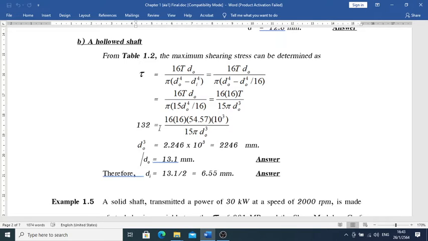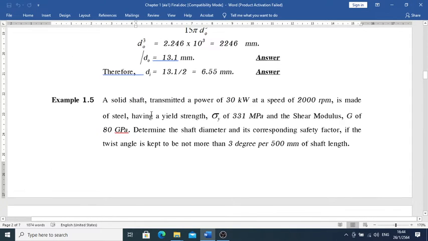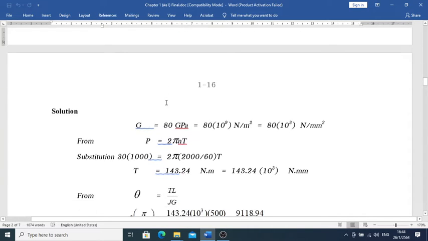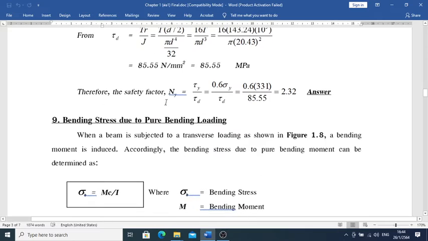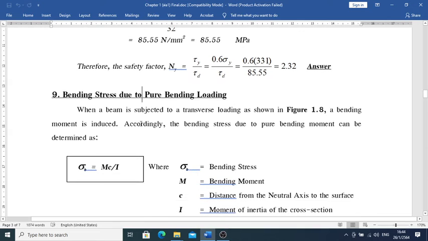Okay. And then example 1.5 is another thing that you should think about. Have a look at it by yourself. Okay, another example. Let's go for another type of stress that we call bending stress, of course.